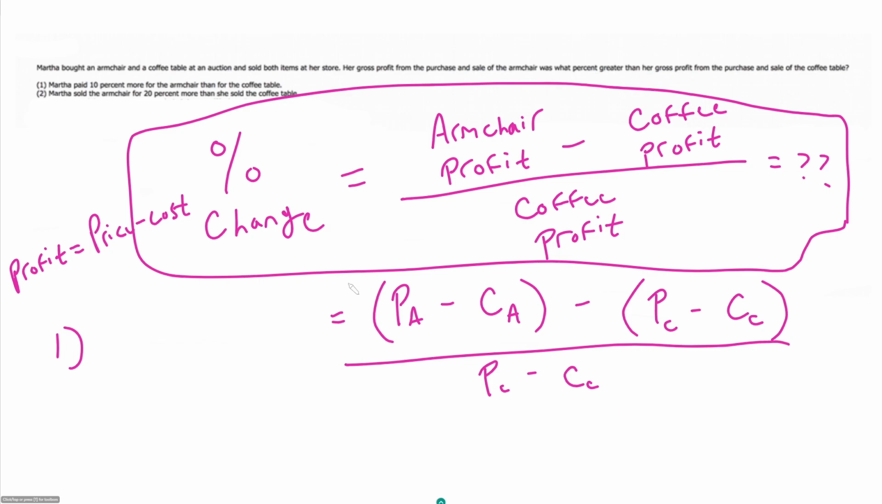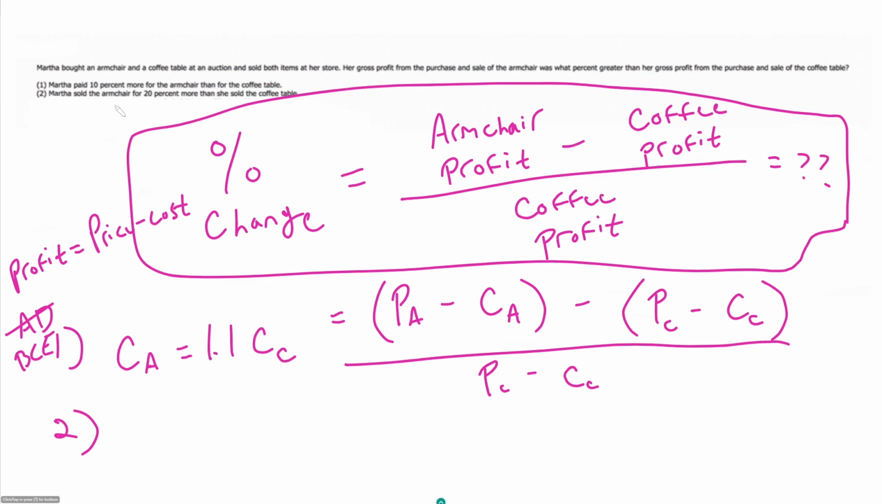And statement one, therefore, is telling us that Martha paid 10% more for the armchair. So that is the cost of the armchair. So the cost of the armchair is 1.1 times the cost of the coffee table. And if we plug this in, it still doesn't tell us anything about the price for the armchair or the coffee table, and therefore this will be insufficient. Because what we are trying to do is, you can think of this as, we have four variables here, and we're trying to narrow it down to really just one variable, so that we can cancel that variable out. We can't do that just yet.